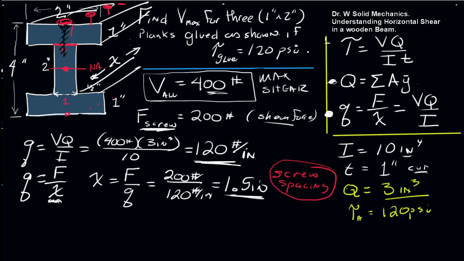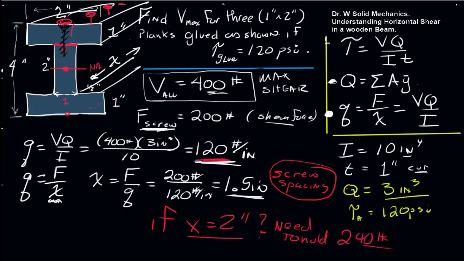What if we chose 2 inches instead? Well, for 2 inches, we would need to hold 240 pounds, which these screws are not designed to do. So the shear force flow is useful. It tells us how much force we have per unit length along the beam holding something together.